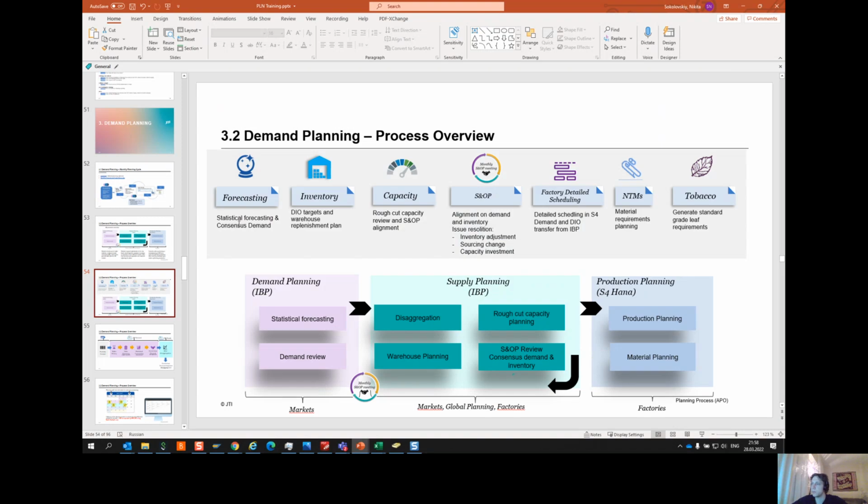Again, almost the same information, just with more infographics. So we do forecasting, looking at this magic glass sphere. Then we check our inventory, we check our capacity, we review all the requirements, and do the detailed factory scheduling for each machine. We consider what non-tobacco materials, NTMs.